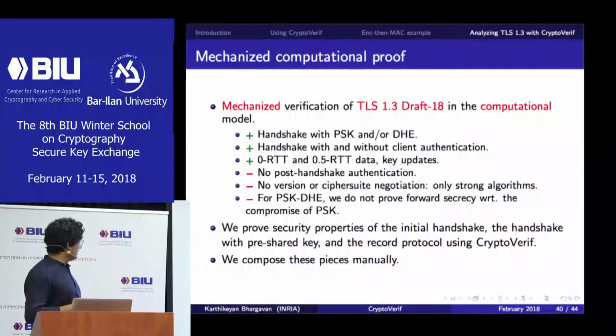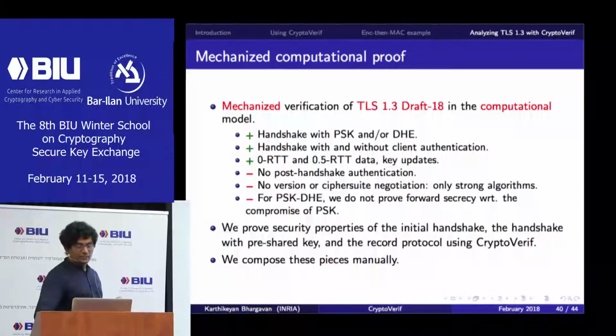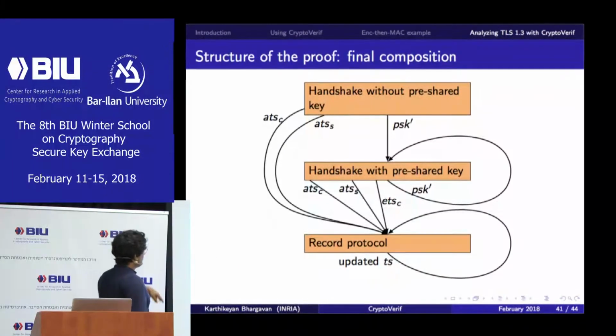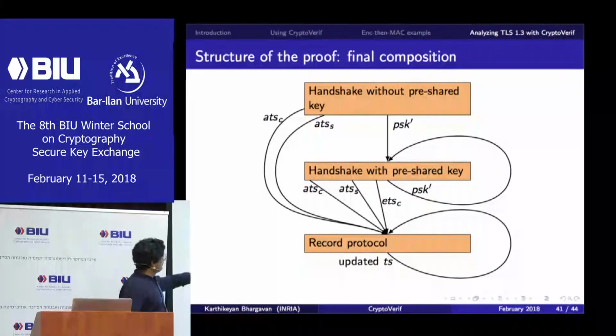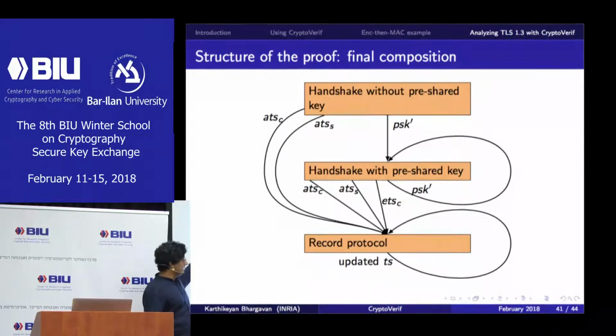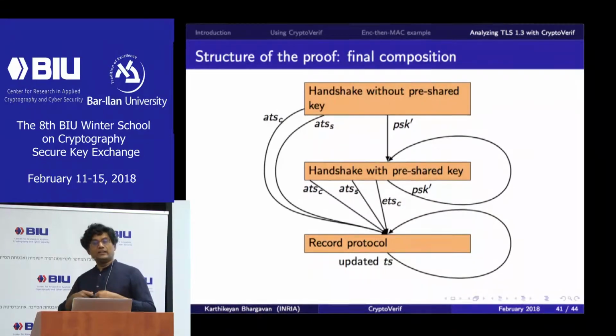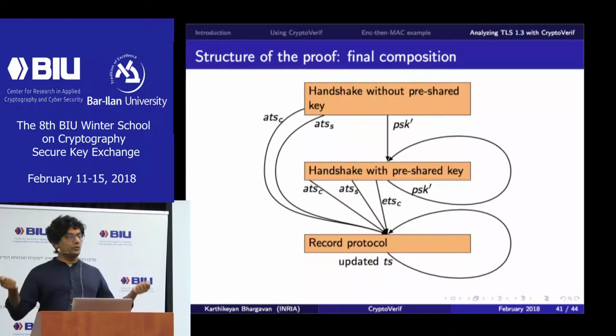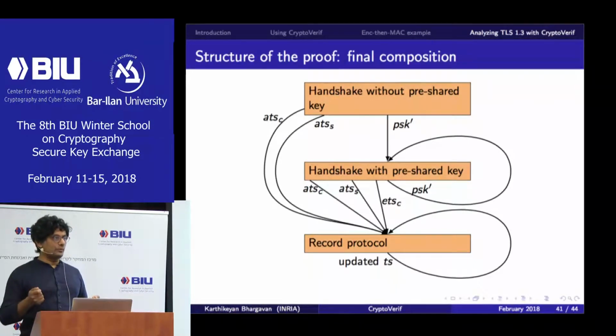Okay, so the proof structure was roughly like this. We actually proved 3 different scripts correct. The first script was the handshake without the pre-shared key. And then once the pre-shared key is established, there's a handshake with the pre-shared key which can refresh the pre-shared key. And then there is the record protocol which uses the key material which is provided by either of these 2 boxes. The fact that these 3 boxes can be composed together and give security guarantees for the whole protocol was done by hand. It wasn't done in CryptoVerif.